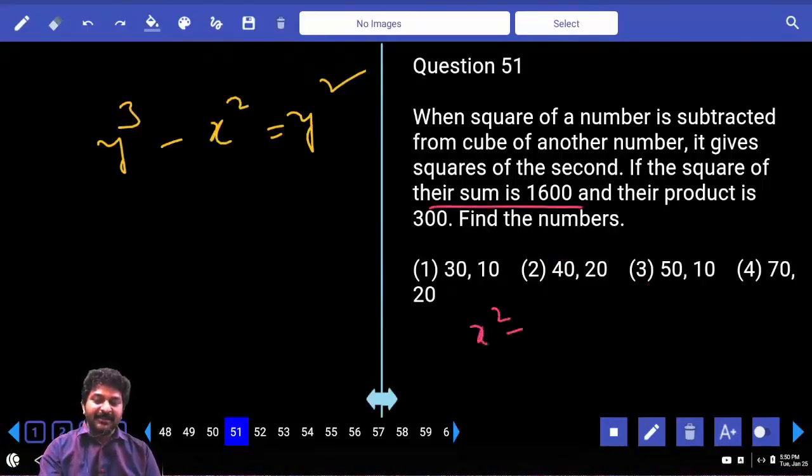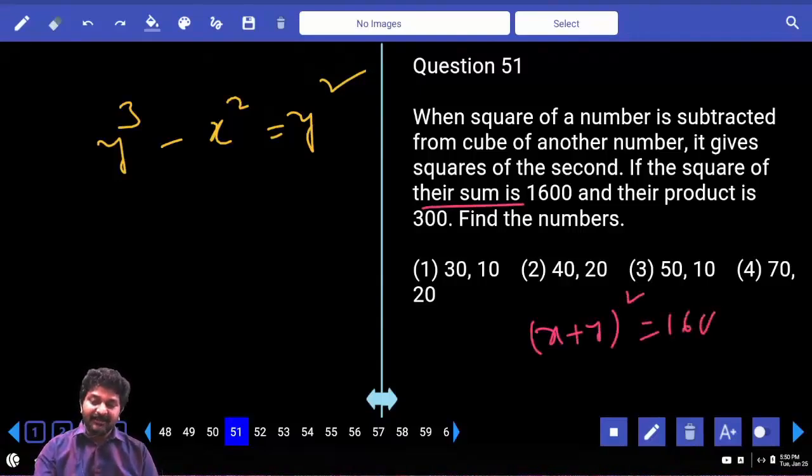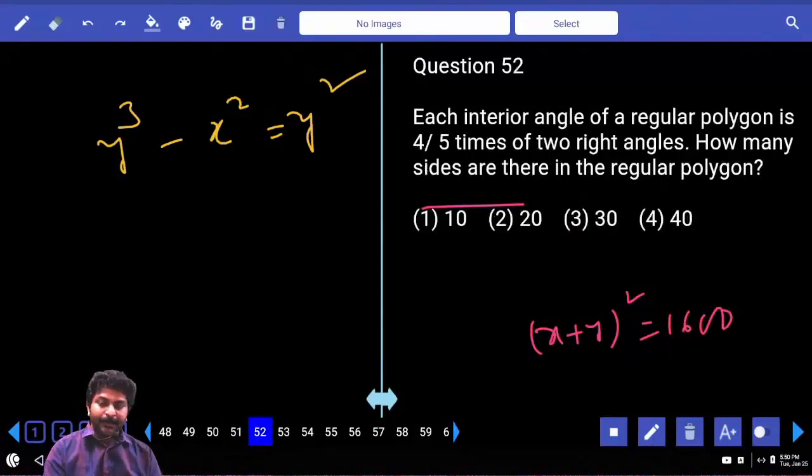That is, the square of their sum is equal to 1600. Not x square plus y square. Square of their sum, that means x plus y whole square is equal to 1600. We will verify that condition also.